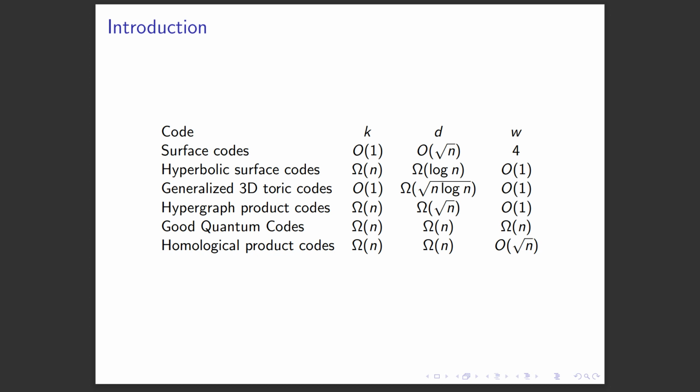You can see that homological product codes have an improvement over hypergraph product codes in terms of distance scaling, and they also have an improvement over good quantum codes in terms of sparseness of the parity check matrices. But you can't call homological product codes good quantum LDPC codes, because the sparseness is not O of 1, it is still dependent on n.